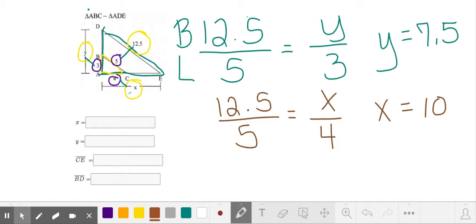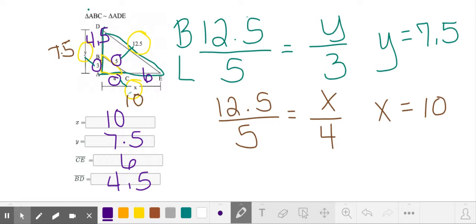Okay, so now that I know that this whole part here is equal to 7.5, and I know that this whole part here is equal to 10, all I have to do is subtract to get the missing pieces. So the missing piece for B to D is going to be 7.5 minus 3, which is 4.5. And the missing piece from C to E is 10 minus 4, which is 6. Okay, so we've got 10, 7.5, 6, and 4.5 as our answers for that one.